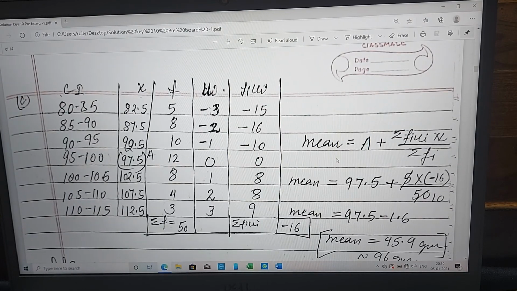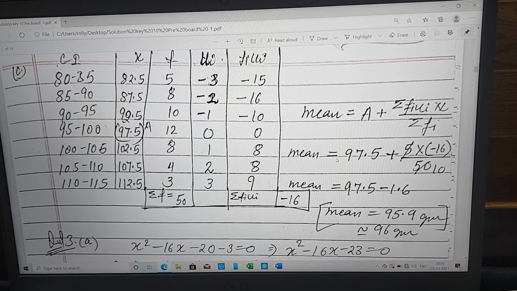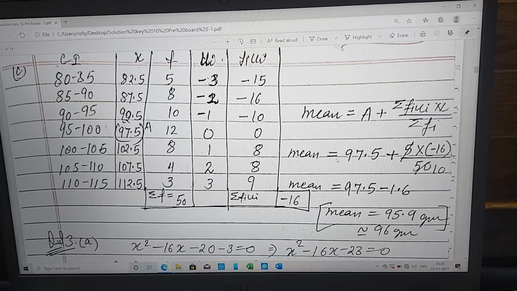Coming to the next question, here mostly children have used the direct method and calculation mistakes were found there. And the children who have used the step deviation method or any other shortcut method, the common mistake which was seen is that they have taken the assumed mean as 97.5 and they have calculated ui correctly.